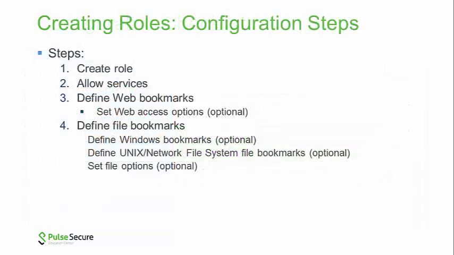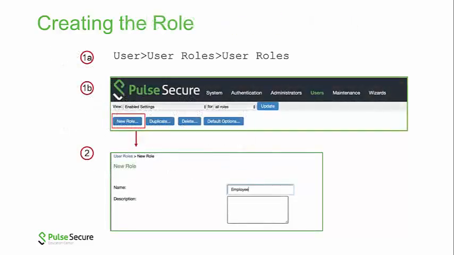When creating roles, role configuration consists of 4 basic steps: create the role, enable services, define web bookmarks, and define file bookmarks. We will look at each of these steps in detail. When creating the role, perform the following steps. In the left menu, navigate to User Roles and click New User Role.